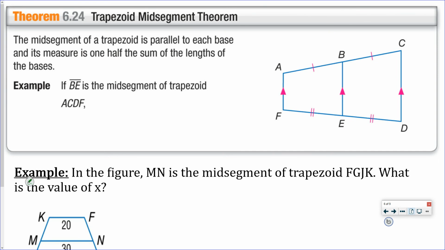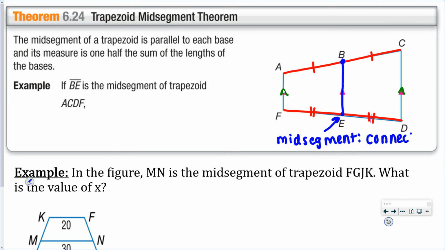All right, so look at this picture here. AF and CD are my bases because those are parallel. So my two legs would be AC and FD. So if I find the midpoint of each of those, which is what they're showing you right here, the midpoint of AC is B and the midpoint of FD is E. And if I connect those, that's called the mid-segment. It connects the midpoints of the legs.